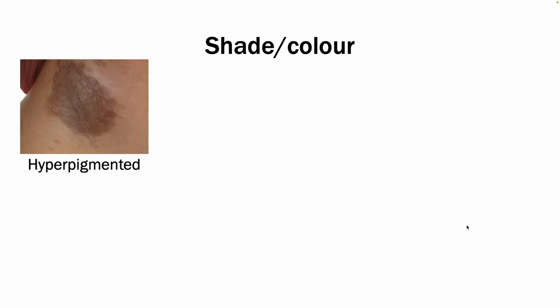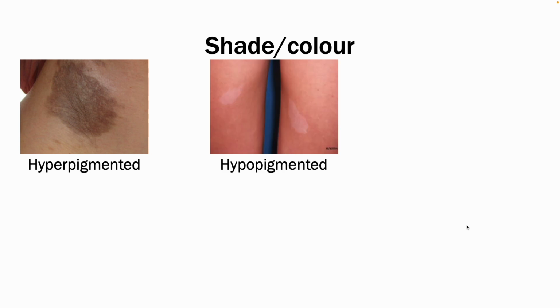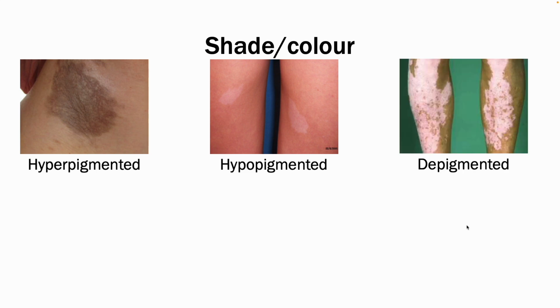Next, starting with the shade or color, you can have hyperpigmented lesions, essentially meaning that the lesion itself is deeper in color than the skin tone of the individual. You can have hypopigmented lesions, which are lesions that are paler than the surrounding skin, and that is due to a degree of pigmentation loss. Depigmentation can also occur, and that is when pigment is lost completely, leaving white skin behind. So here we have a photo of someone with vitiligo.